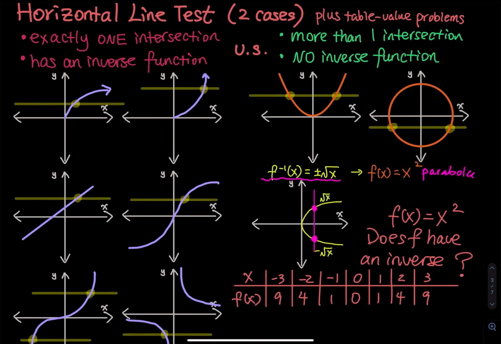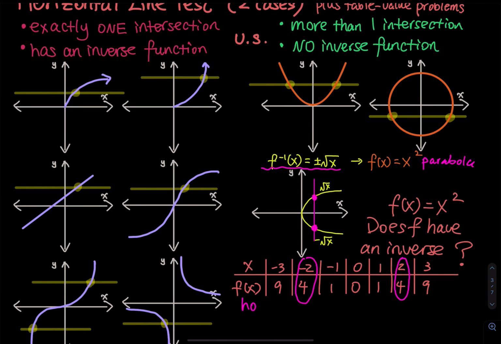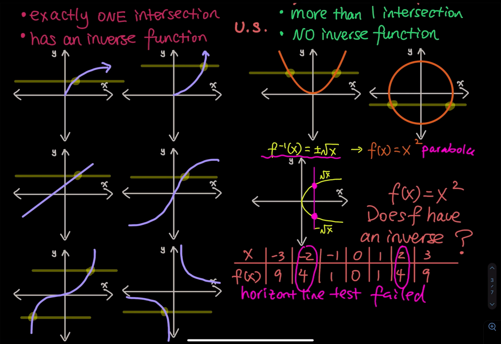So all you have to do is check it. When x is equal to negative 2, y is equal to 4. When x is equal to 2, y is equal to 4. So this one, the horizontal line test failed, because y occurs twice. Not only just the 4, also the 9 and the 1. They occur twice. So the horizontal line test failed. Therefore, x squared has no inverse.